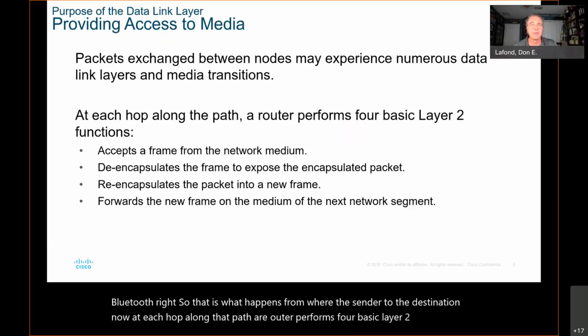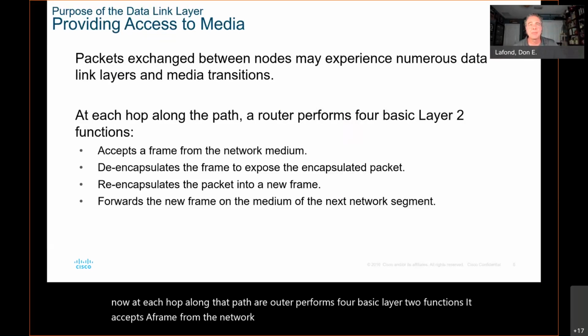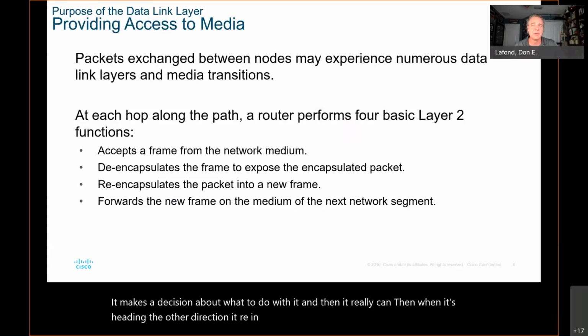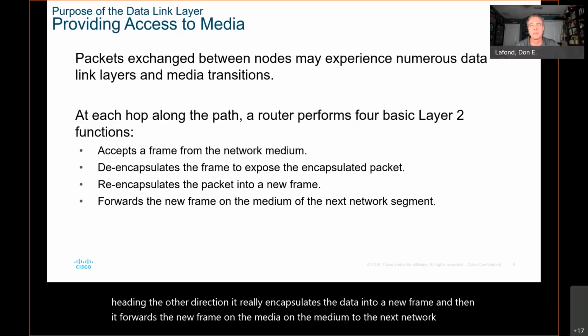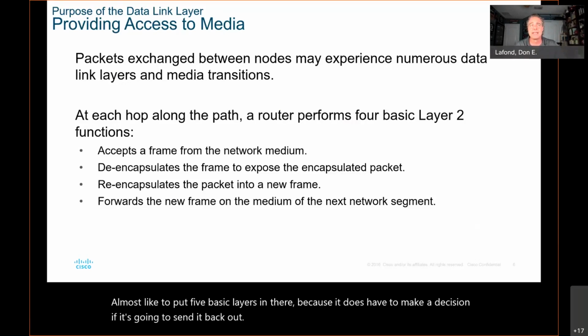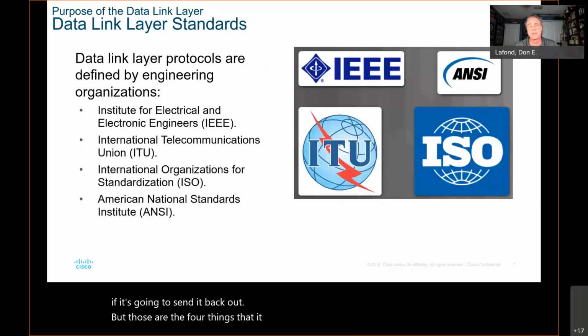It accepts the frame from the network medium. It de-encapsulates the frame to expose the encapsulated packet. It makes a decision about what to do with it, and then when it's heading the other direction, it re-encapsulates the data into a new frame, and then it forwards the new frame on the medium to the next network segment. I'd almost like to put 5 basic layers in there, because it does have to make a decision if it's going to send it back out. But those are the 4 things that it does. It accepts it, de-encapsulates it, re-encapsulates it, and then forwards it back out.